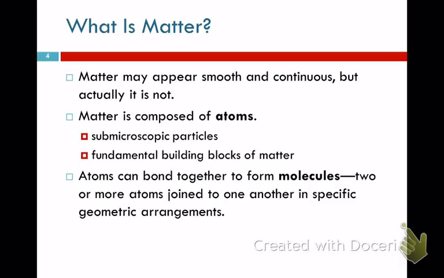Okay, so atoms can combine together using what are called chemical bonds. So they are bonded together to make what we call molecules, okay? So two or more types of atoms. So atoms are the basic building blocks, right? You get atoms, you get them together, and you can form molecules, okay? So that's just one way that we classify matter. But ultimately, it's all made up of atoms.